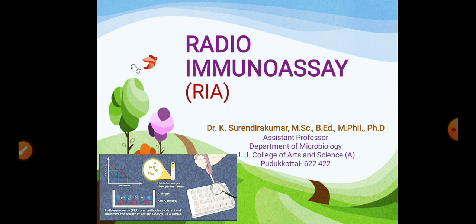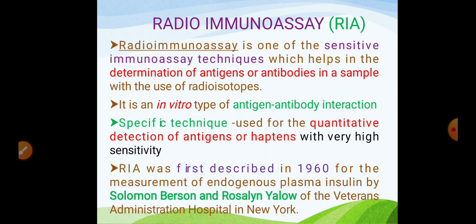Today we are going to talk about radioimmunoassay. It is one of the antigen antibody interaction tests. The radioimmunoassay is one of the sensitive immunoassay techniques. It helps to determine antigens and antibodies in a sample using radioisotopes. It is a kind of in vitro test. It is more specific for quantitative detection of antigens.